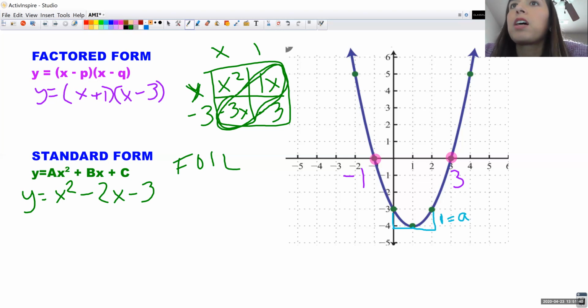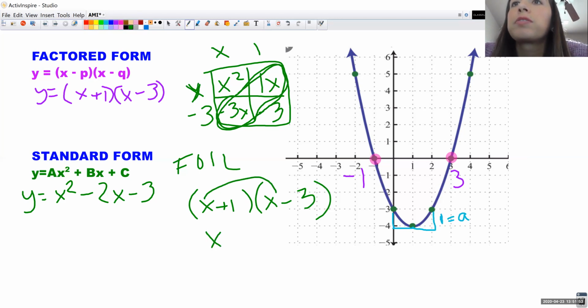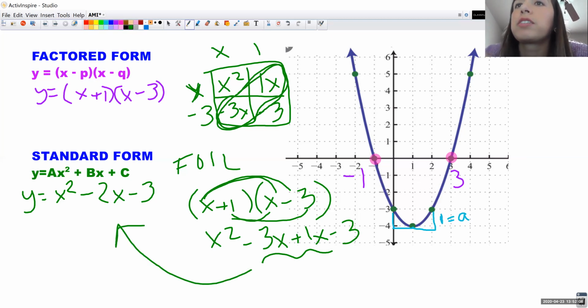Okay, let's talk about FOIL for a few minutes. You could use FOIL to multiply. So first times first, outer times outer, inner times inner, and then last times last. And I combine like terms and I get the same thing.